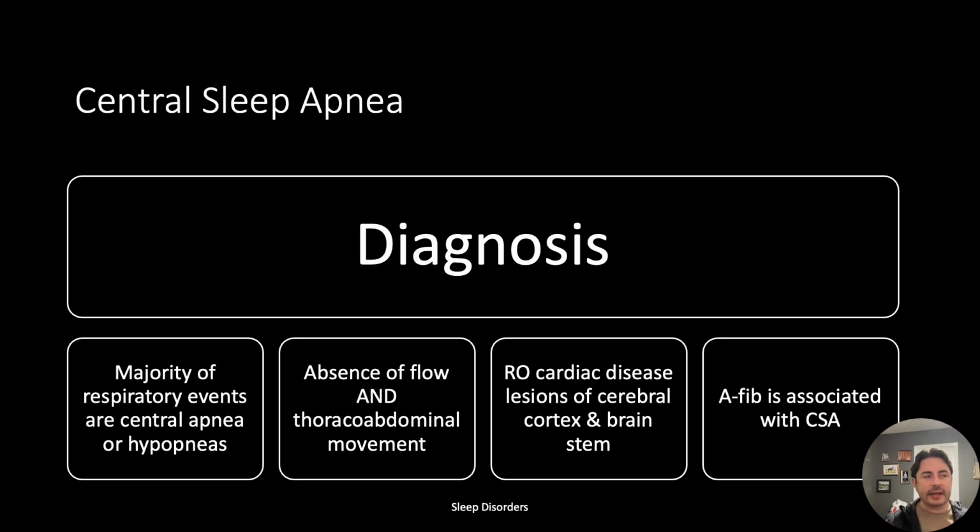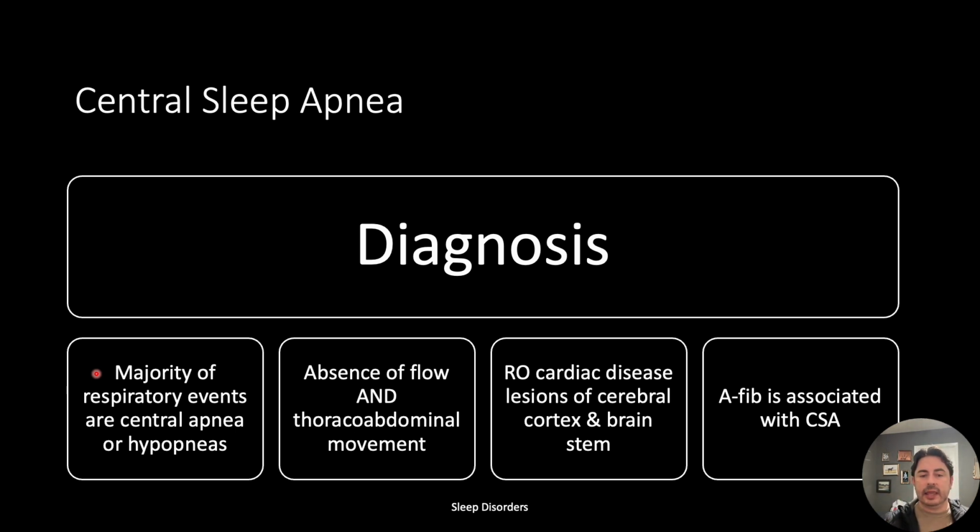When we look at the diagnosis of central sleep apnea, this is looking at the majority of the events that we talked about during the polysomnography. Most of these are central apneas or they are hypopneas. One of the two. That will kind of lead us down the path of recognizing. So how do I differentiate between central sleep apnea and obstructive? Well, there's an absence of flow. We know that there's an absence of flow with obstructive and central.